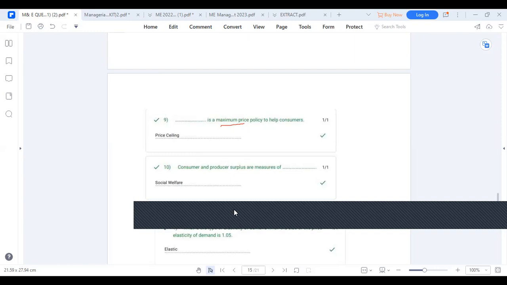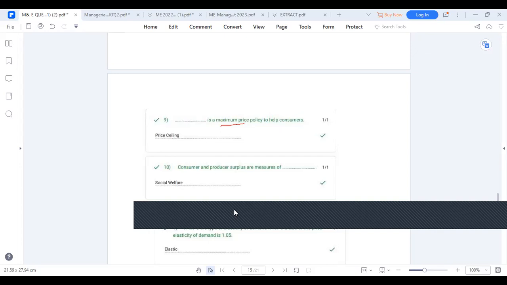What else? Dead weight. What else? Consumer surplus. What else? Social welfare. What else do you need to know? Producer surplus. What else do you need to know? Equilibrium. So these are important in case they are brought in a different way. At least you need to know what they mean.